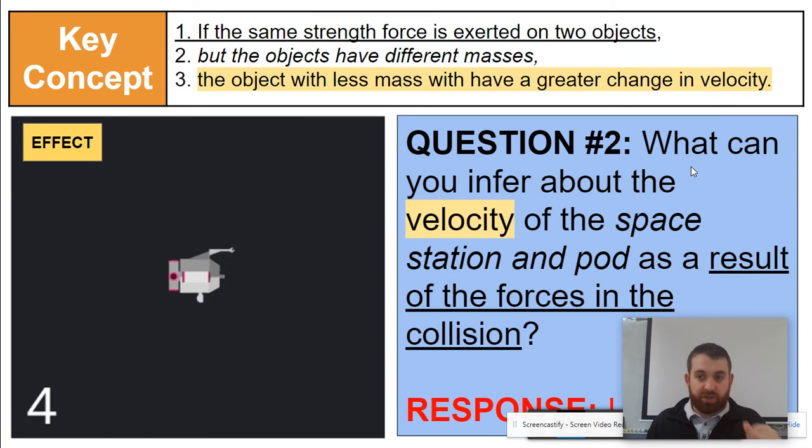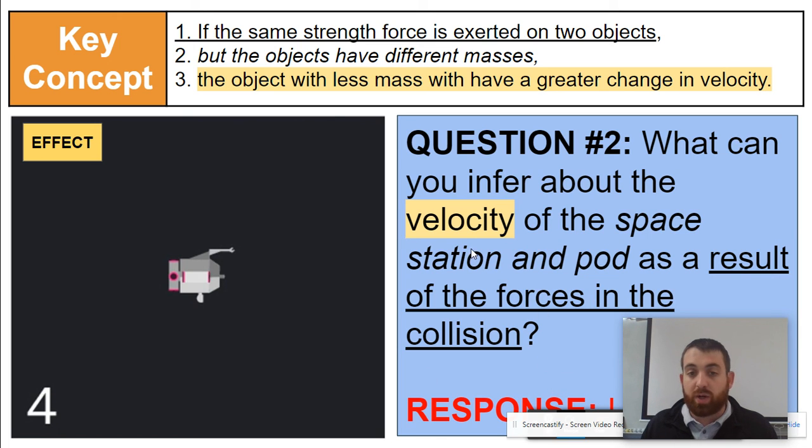So again, if you notice our question, what can you infer about the velocity? Well, if we look at the key concept here, the object with less mass will have a greater change in velocity. We can think what's going to happen to the velocity. What can we infer about the velocity of the space station and the pod? Well, we know that the objects have different masses, so that should help us understand what kind of velocity changes are going to occur as a result of the forces in the collision. So we know that the forces in the collision caused specific strength forces to be exerted on both objects. And we have to think about what those forces are. So looking at the question, what can you infer about the velocity of the space station and the pod as a result of the force in the collision?